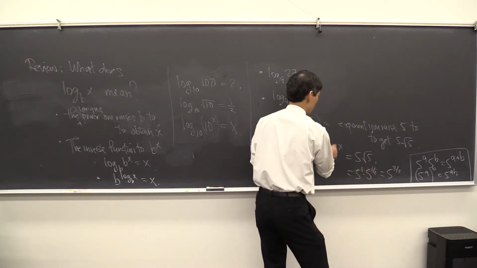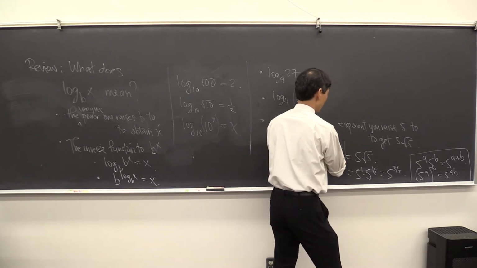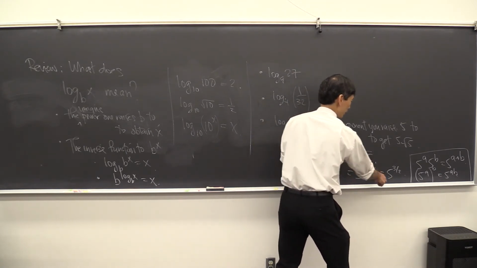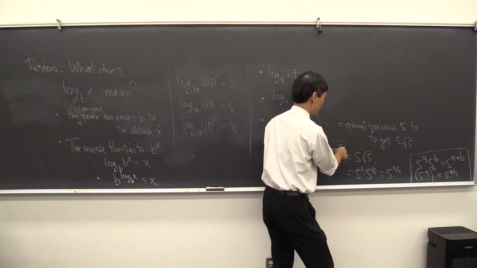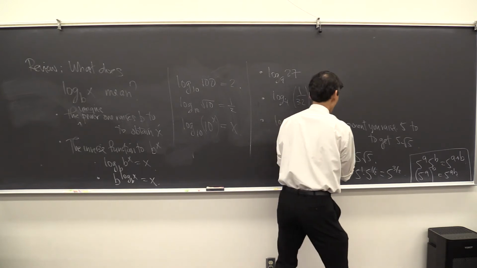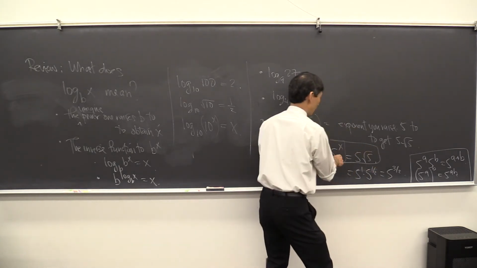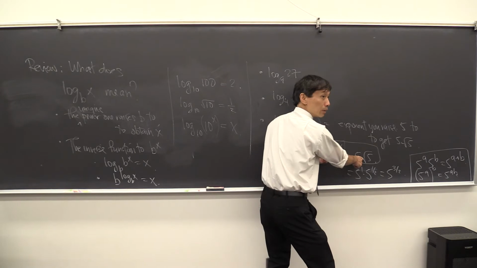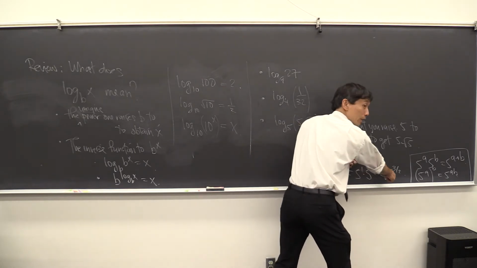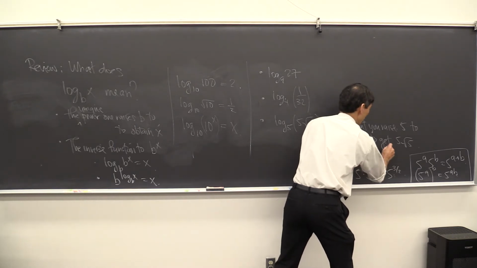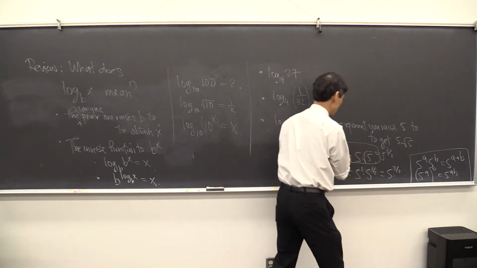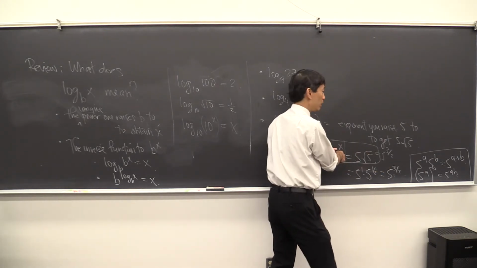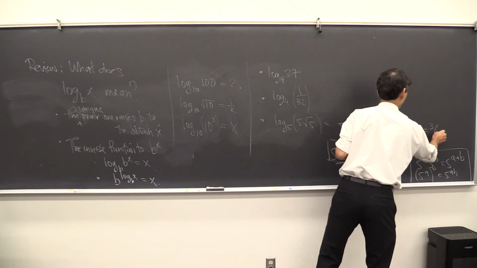So now we're asking, what power do we raise 5 to get 5 to the 3/2? Well, it's going to be 3/2. Our question was, what power do we raise 5 to get this? But this thing here is 5 to the 3/2. So we're asking, what power do we raise 5 to get 5 to the 3/2? Well, it's just 3/2.